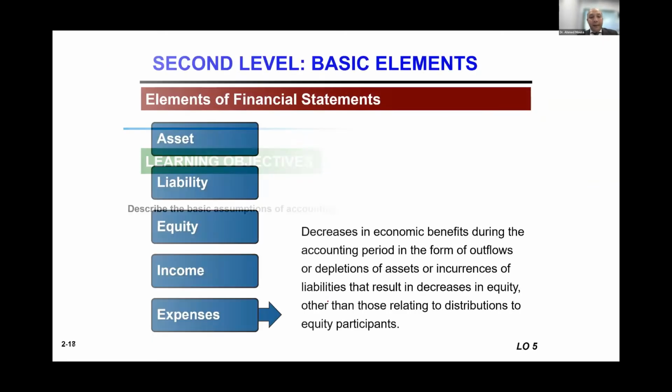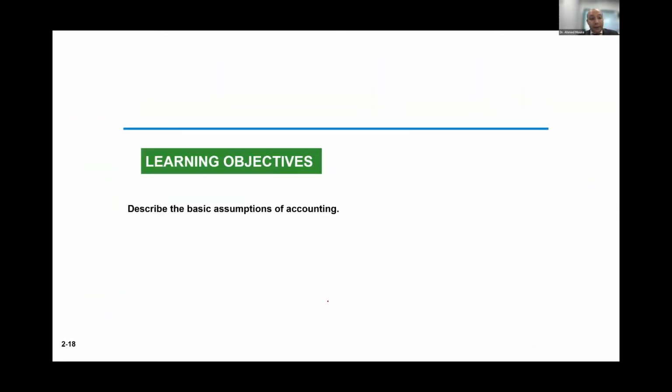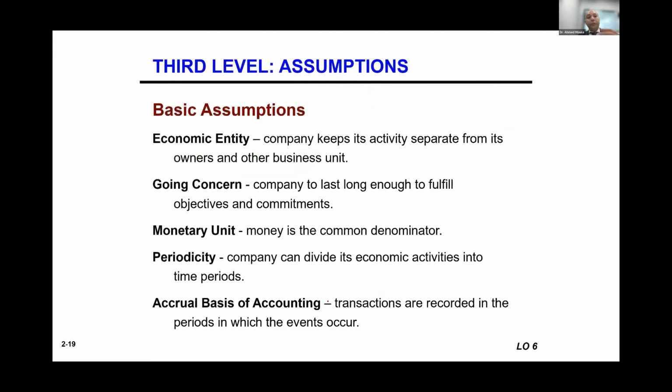The next objective is the basic assumptions of accounting. You need to know the basic assumptions when we work on accounting. The economic entity assumption means you need to separate between your company and your own money, and I have explained that. Going concern: when you build a business, you don't think you will build it for 1 year or 2 years. No, you build the business in order to continue for a long time.